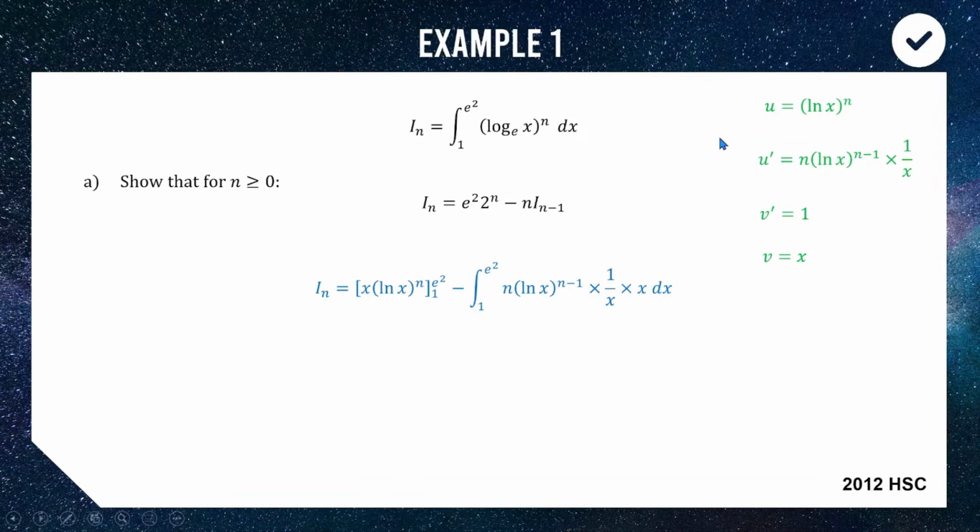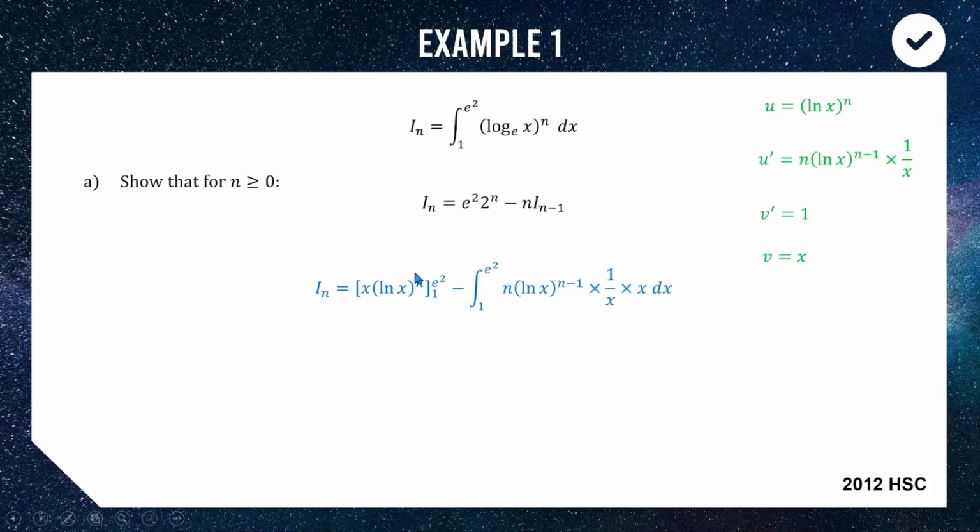At the front we have uv, so we have log x to the n times 1, times x. And we've got our limits, the same as the start, between 1 and e squared. Then we take away the integral of the bottom row, which is u dash v. So we've got our derivative of log x multiplied by x, which looks a bit messy, but these things always tidy up nicely if you proceed correctly.